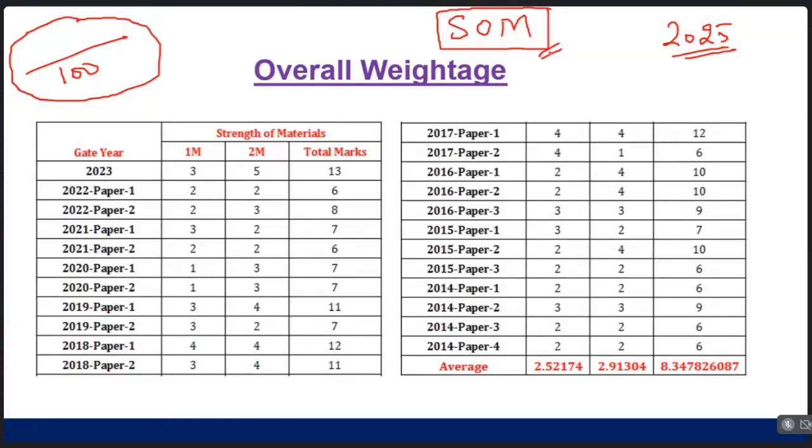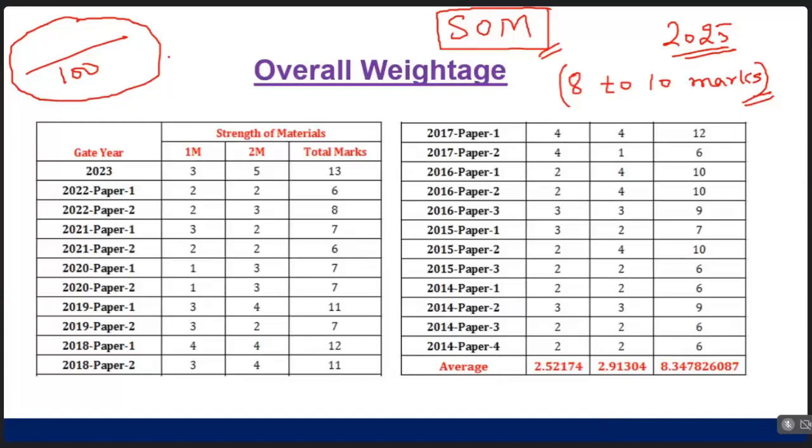Let me tell you, roughly 8 to 10 marks. Every year we can expect roughly 8 to 10 marks from this very important subject. Out of 100, if we are getting 10 marks, that means 10% weightage, which is very good weightage in both mechanical as well as civil engineering. Here we have year by year data, as you can see on the screen.